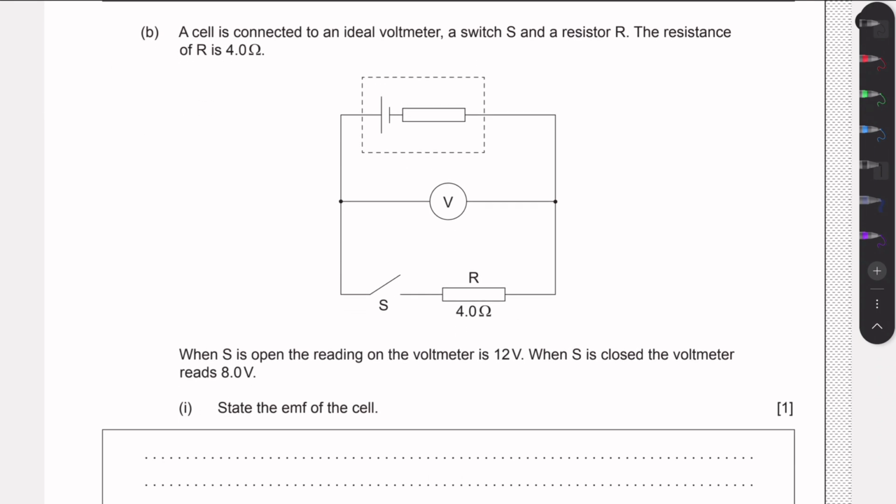So in part B we are told that a cell is connected to an ideal voltmeter and a switch S and a resistor R. The resistance of R is 4 ohms. And when this switch is open, so in this state, the reading is 12 volts. And when we close the switch, we read 8 volts. So firstly, we need to state the EMF of the cell.